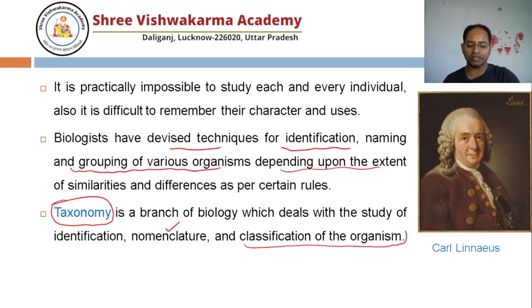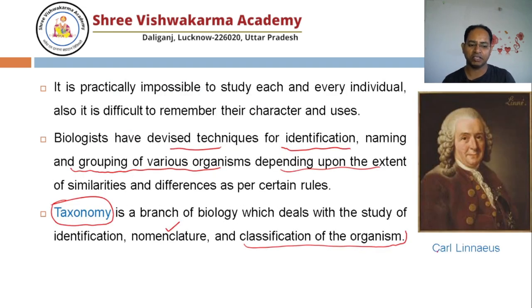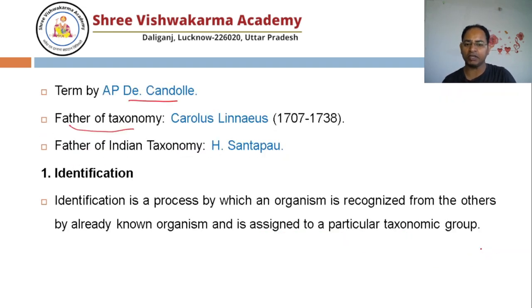The term taxonomy was given by the scientist A.P. de Candolle. Father of taxonomy, the maximum taxonomy work was done by Carolus Linnaeus, you can see. In short, Carl Linnaeus or Carolus Linnaeus. And as far as India is concerned, H. Santapau did the maximum work in taxonomy. That's why he is called the father of Indian taxonomy.